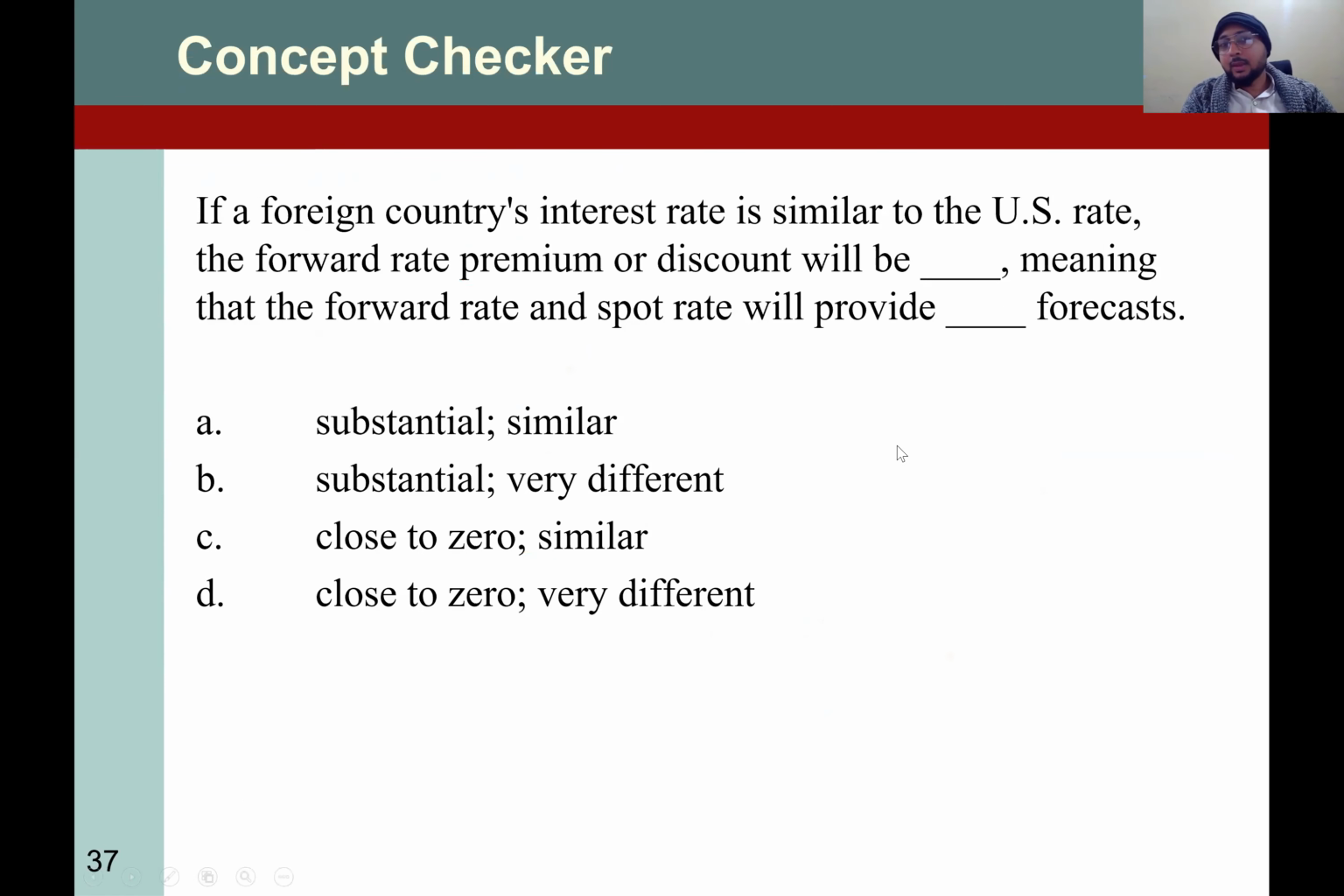How about this? If a foreign country's interest rate is similar to the US rate, the forward rate premium or discount will be, and meaning that the forward rate and spot rate will provide dash forecast. So we just talk about that. So you can think of in terms of parities, or you can also think in terms of forecasting as well. So what is the correct answer here?